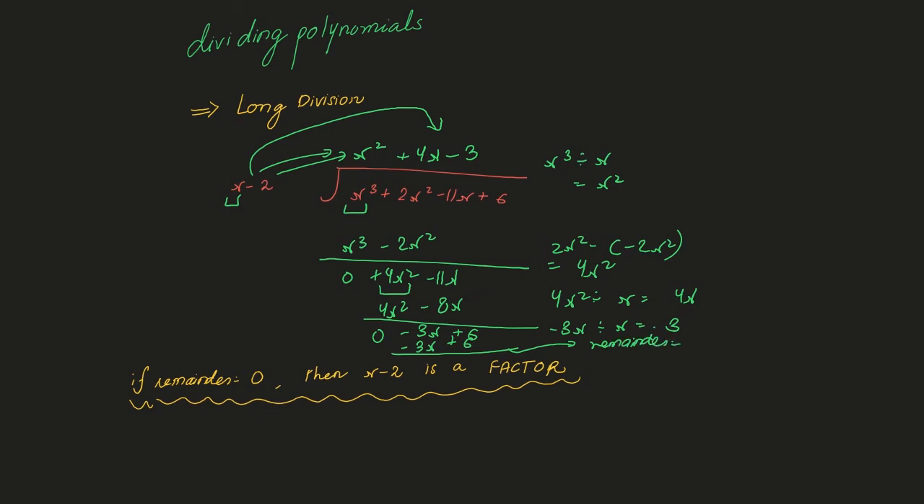Since the remainder is 0, we can clearly say that x minus 2 is a factor of x cubed plus 2x squared minus 11x plus 6. So here the conclusion is: if the remainder is equal to 0, then x minus 2 is a factor of the polynomial.